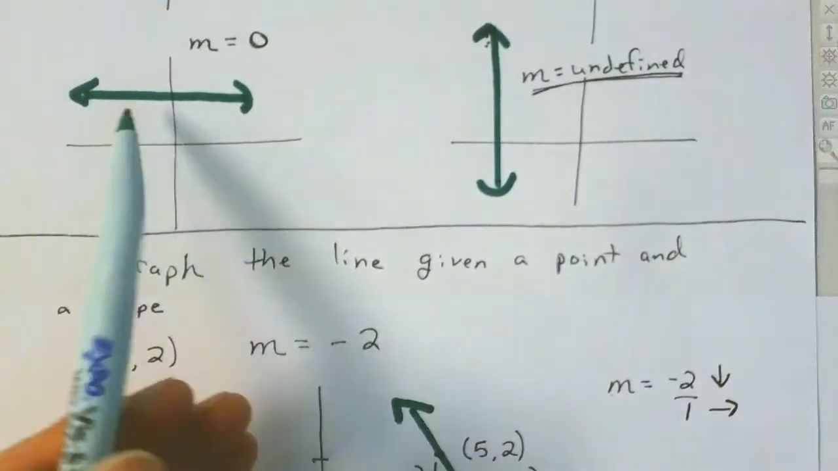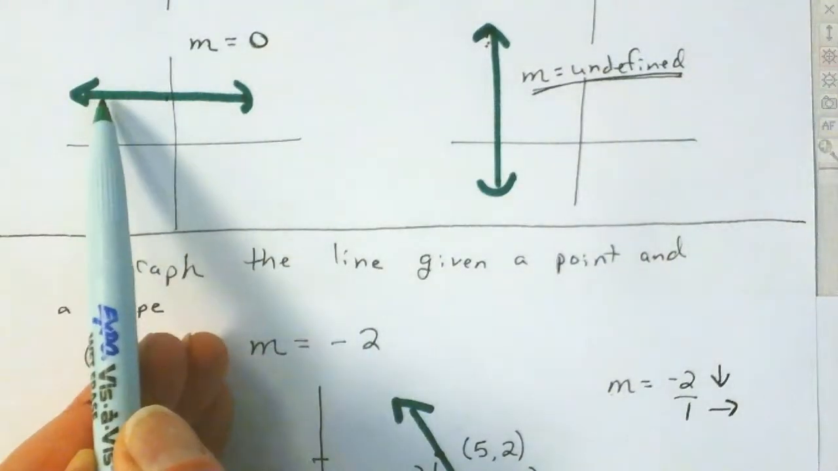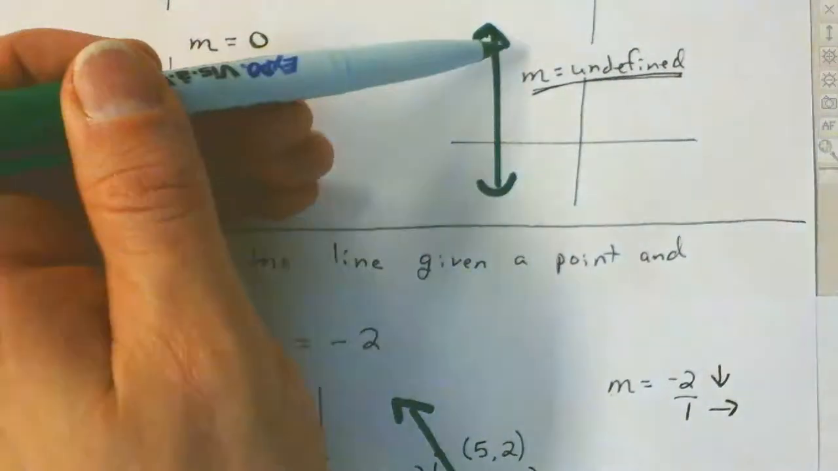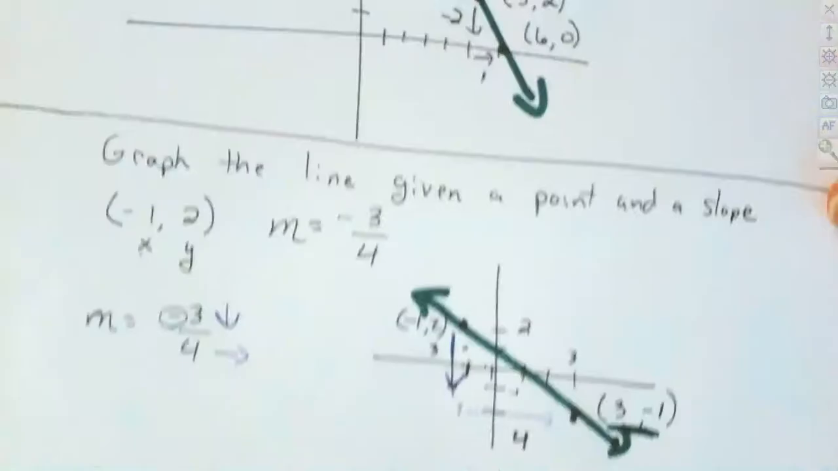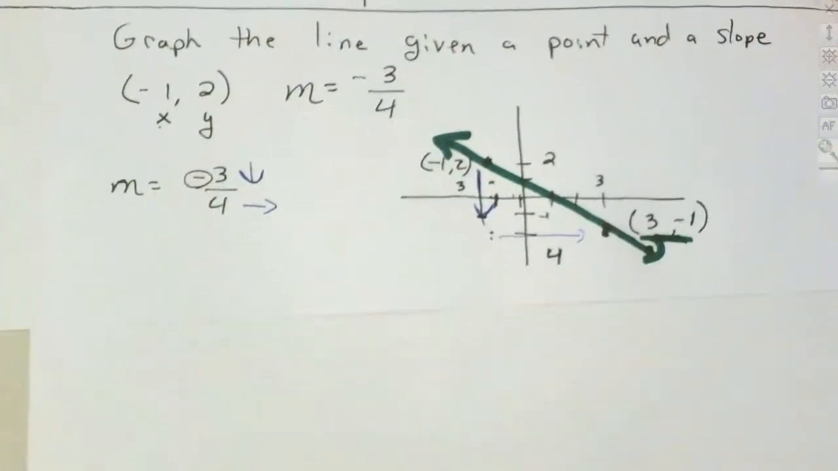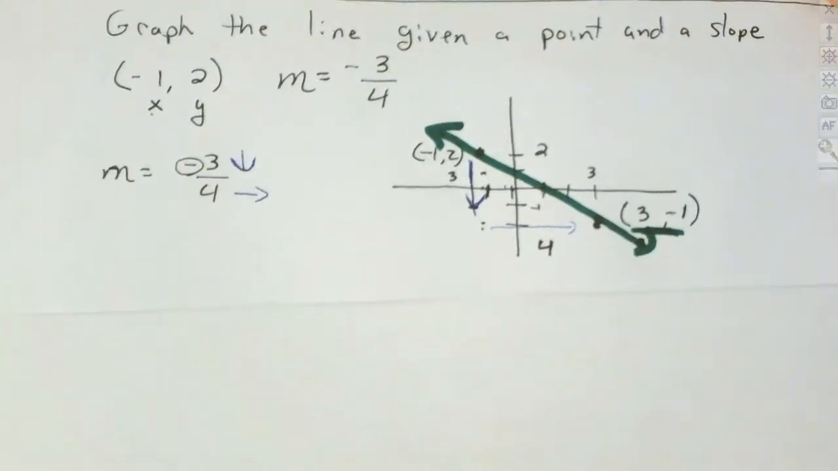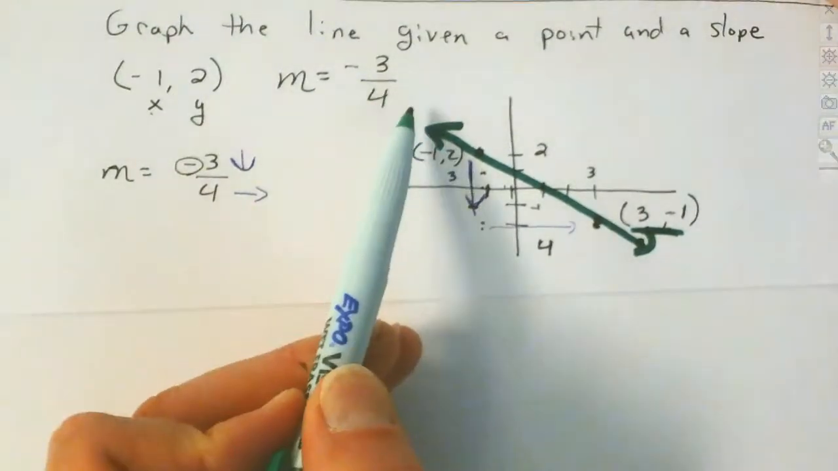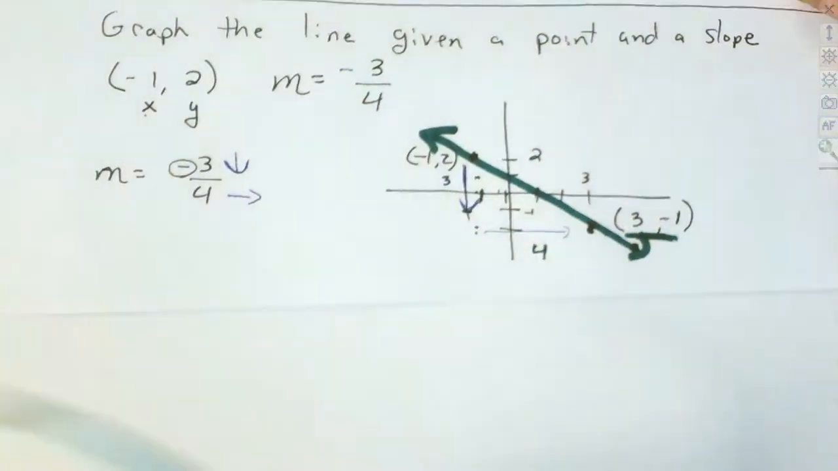So if my slope is 0, what's it going to be? Horizontal line, right? If my slope is undefined, what is it? Vertical. Okay? If it's a different number, it's a diagonal. So if it's positive, it's going to go up, negative is going to go down. So this one was a number, not 0. It was negative, so it went down from left to right.